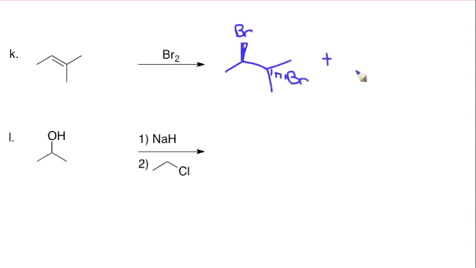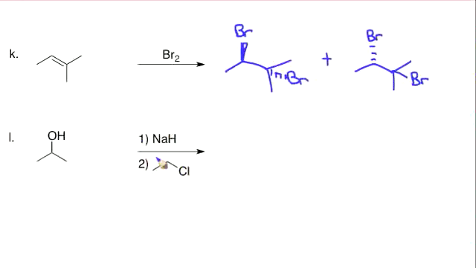We also, in this process, would form the other enantiomer with the bromine pointing out back. This bromine we can really just draw in using a line. And these two are enantiomers.